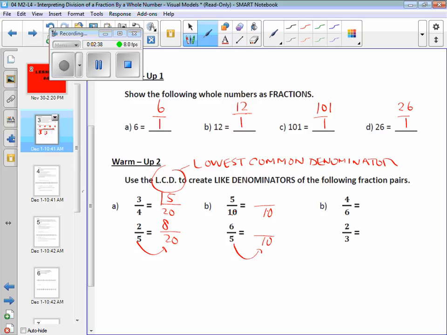5 times what makes 10? 2 times 6. And this stays the same because it's a constant of 1. What about 4/6? Can you scale it down? It'll work this time, won't it? Because if I divide it by 2, I could do 4 divided by 2. What do you get? 2. Hey, look at that. They're both equivalent fractions anyway to begin with. Okay? Let's move on.